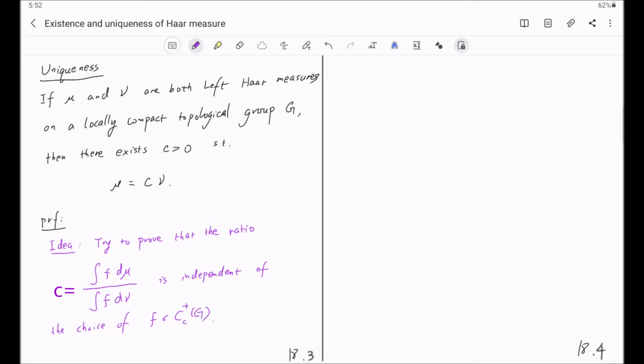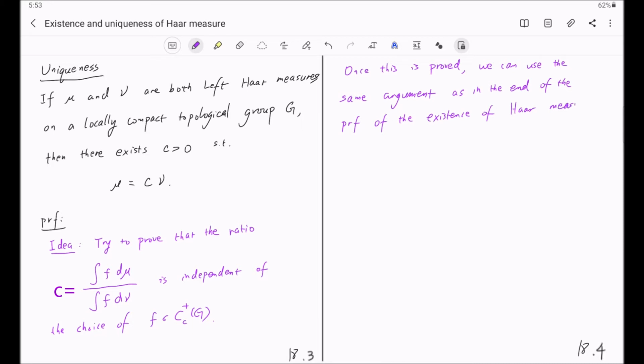And once this is proved, we can use the same argument as in the end of the proof of the existence of Haar measures to show that mu of U is equal to c times nu of U for any open subset U of G.